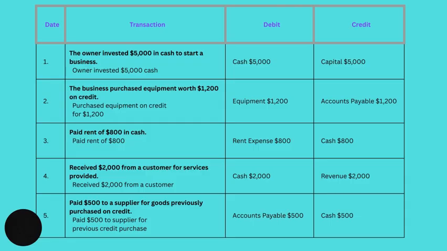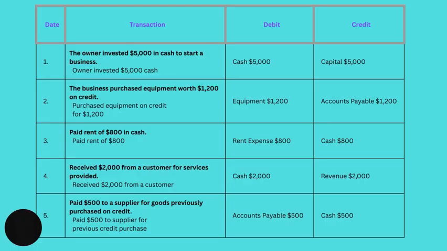First, we see that the owner invested $5,000 in cash to start the business. This means we will debit the cash account and credit the capital account. This transaction highlights the importance of understanding how owner investment impacts our financial statements.